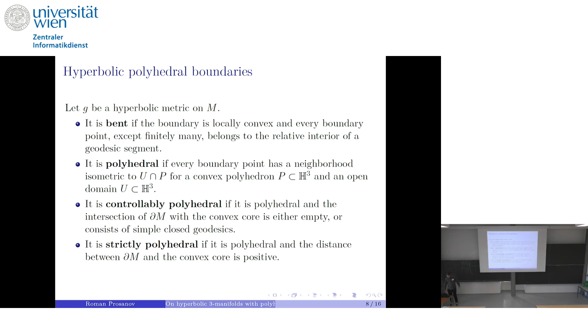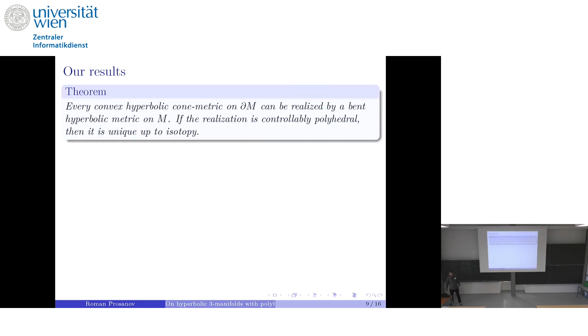All right, so now I can formulate my main statement. It's the following. I have a manifold M as before, any hyperbolizable compact oriented three-dimensional manifold with boundary of higher genus, and I'm prescribing a convex hyperbolic metric on every boundary component. Then I can prove that any such metric can be realized by a bent hyperbolic structure on the ambient manifold itself. And if the realization is controllably polyhedral, then this realization is unique up to isotopy in the class of bent metrics on M. Okay, so this might look slightly cumbersome, so I'm going to clarify the roles of the classes of metric here.